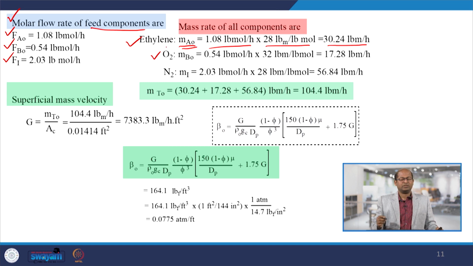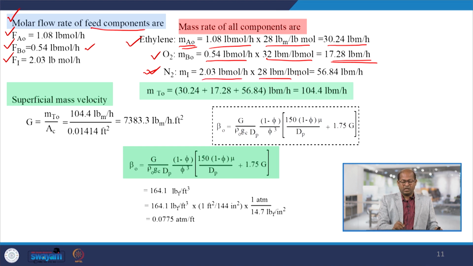Similarly, for oxygen the mass rate is 0.54, which is the given molar flow rate multiplied by the molar mass. Then we know the mass rate for oxygen, and the mass rate for nitrogen can be calculated similarly. So the individual component mass rates, which were in moles per hour, are now converted into mass per hour, for the 3 components.